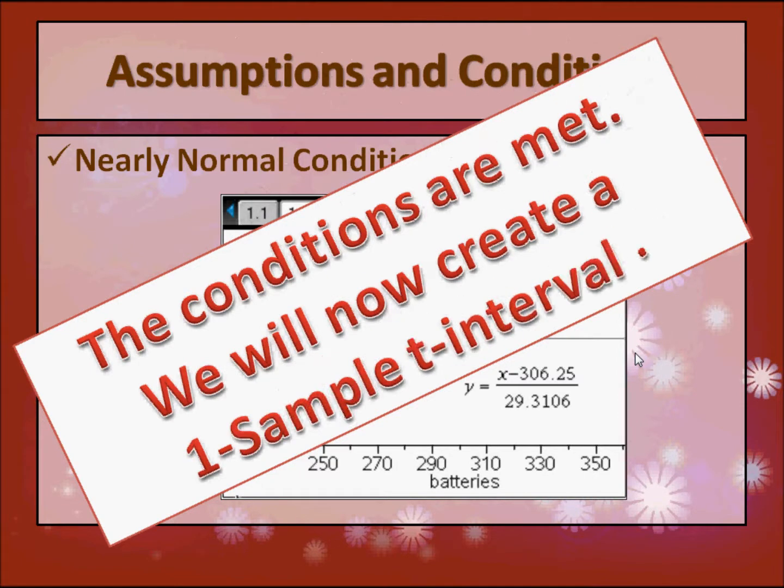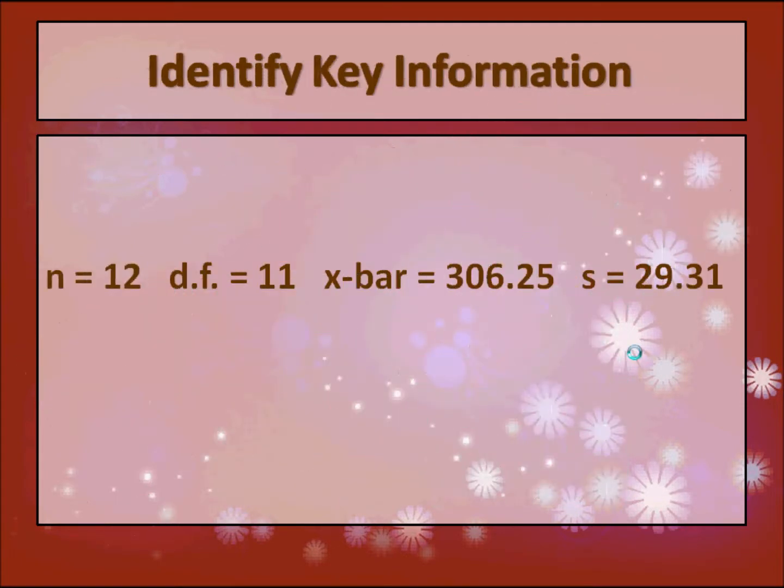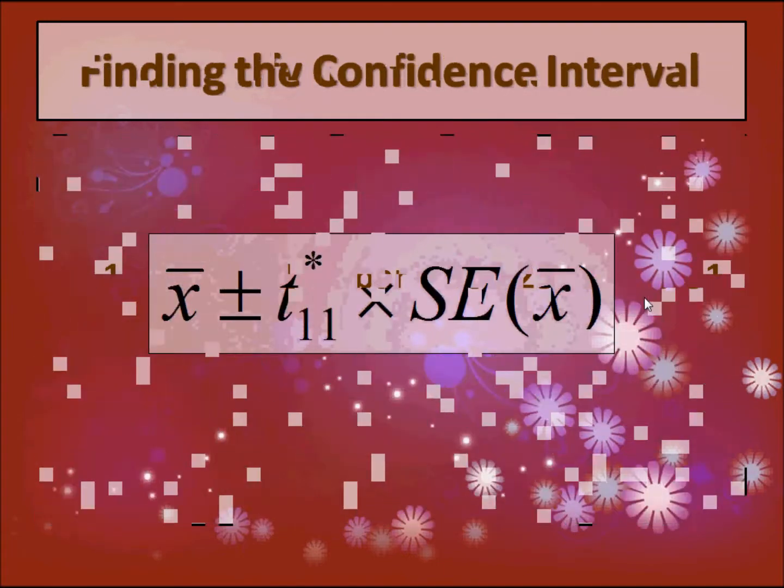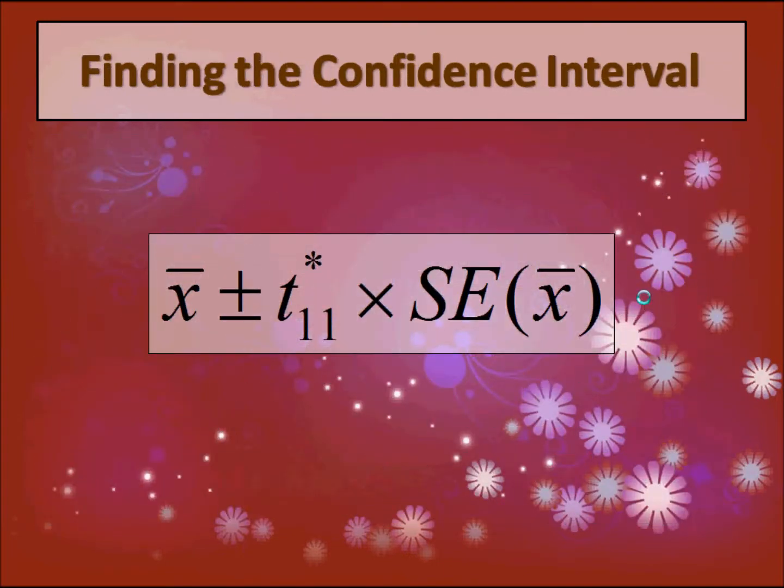We can now create a one sample t interval. Well, we have to identify all our key information, n being the sample size, degrees of freedom, remember that's n minus 1, sample size minus 1, so here it's 11. Our mean, x bar, is 306.25, and our sample standard deviation is 29.31. And all those numbers there I got from my calculator. I'm then going to start to find the confidence interval.